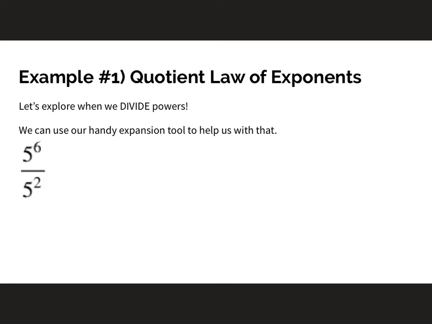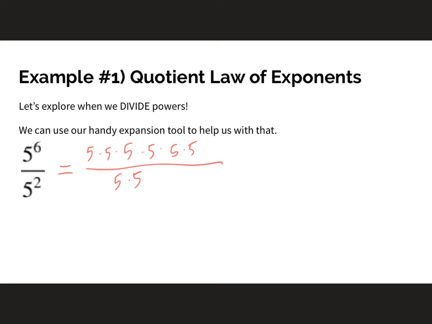So let's look at this, right? So we have 5 to the 6 divided by 5 to the second power. And I know that 5 to the 6 is really 5 multiplied by itself 6 times. So that's 5 times 5 times 5 times 5 times 5 times 5, right? And I'm going to divide it by 5 times 5. 5 multiplied by itself twice.